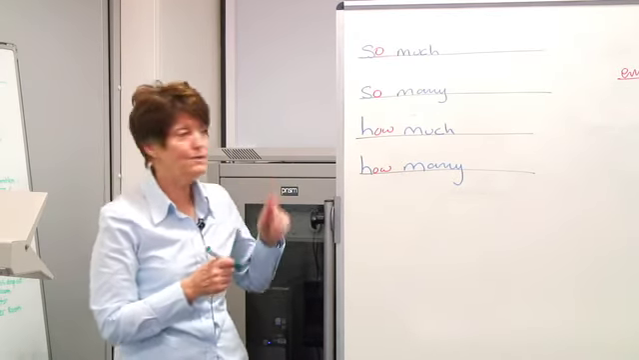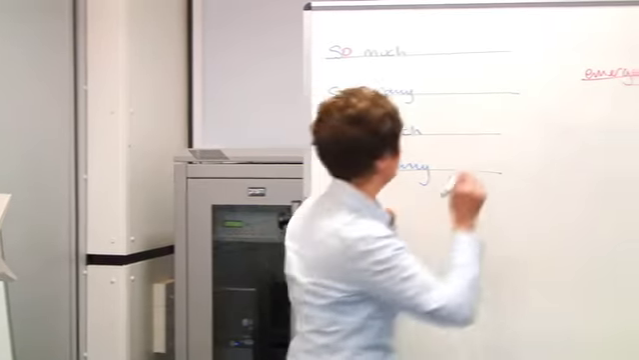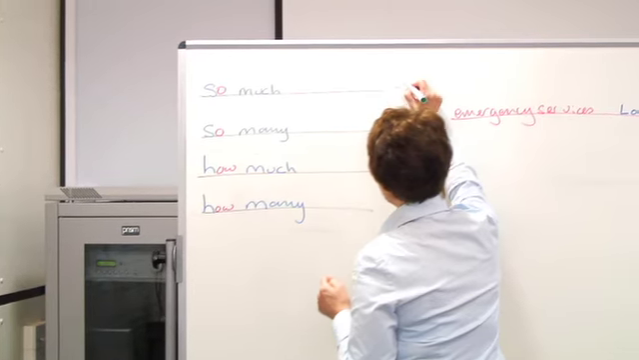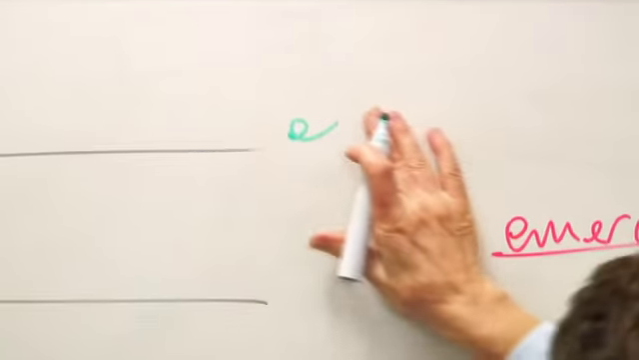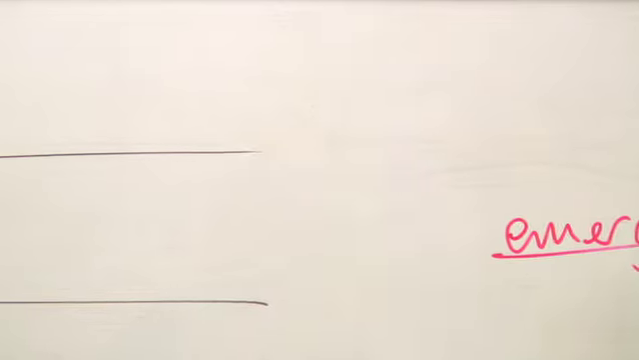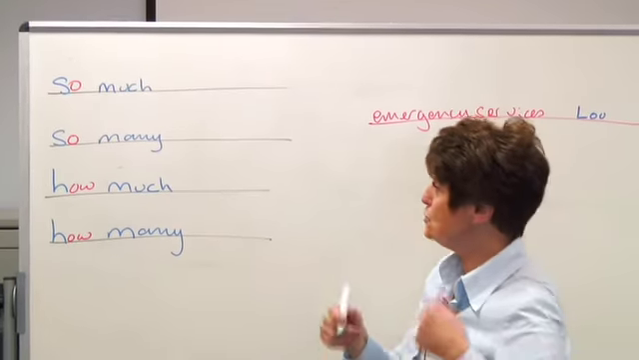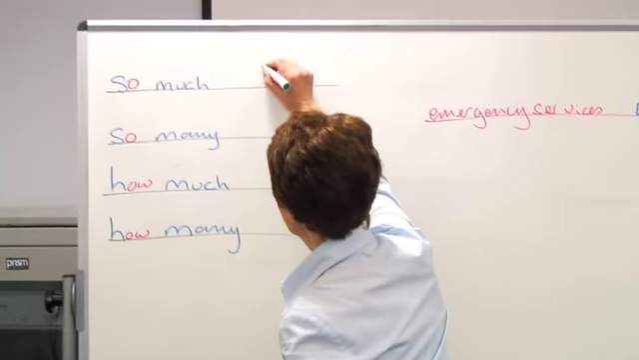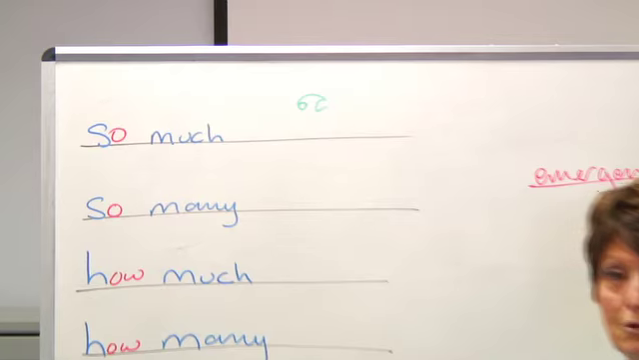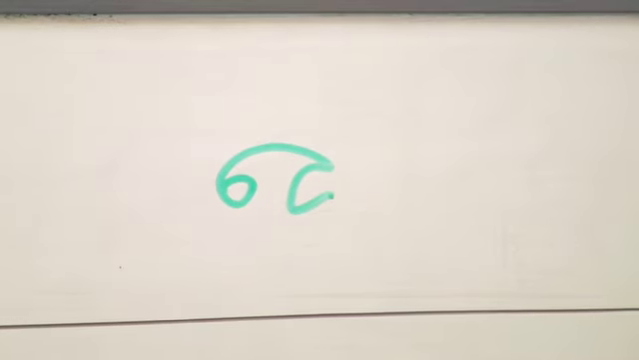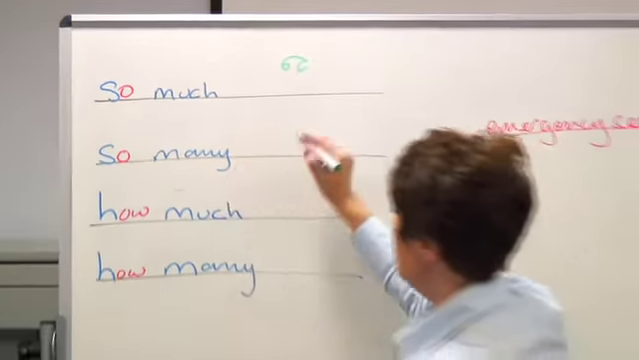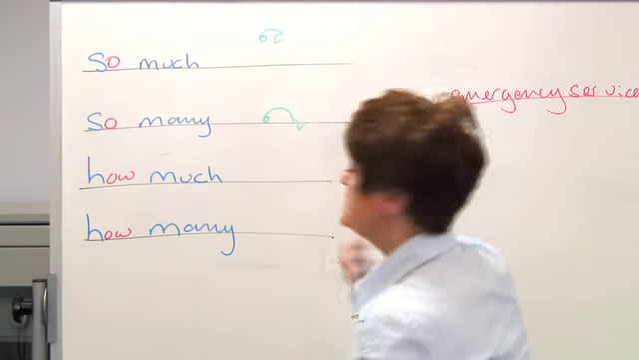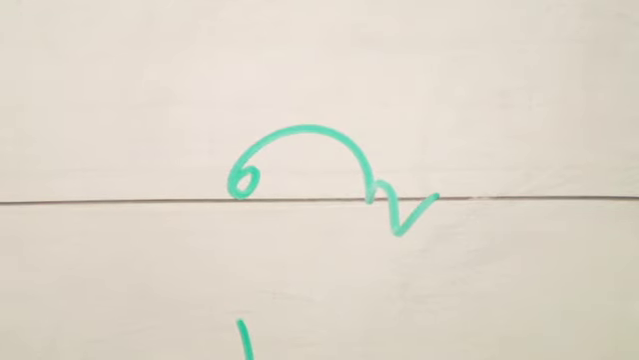Now I found so, if you make the O too big, it's just going to look like a W. So I decided to take it out completely. So much became so much. And I just kept saying that to myself in my head. So many became so many. And that's how I remembered it.